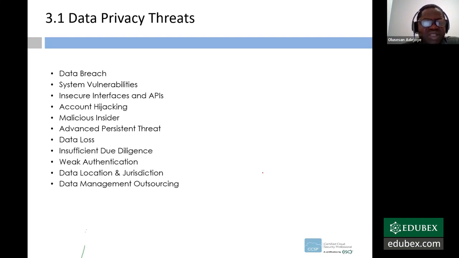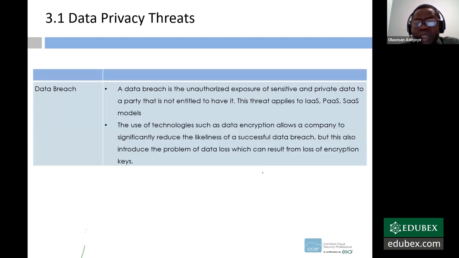So we have the data breach, system vulnerability, insecure interface and APIs. We have account hijacking. Some of these data privacy threats are peculiar to cloud, and some are generic. They're not peculiar to cloud. They also affect on-premises. We have the insufficient due diligence, weak authentication, data allocation and distribution. We have data management outsourcing. So I'll quickly take a few of them and move to the last phase of the webinar.